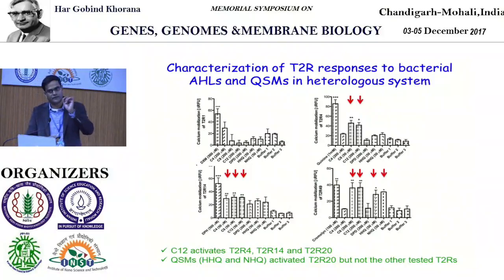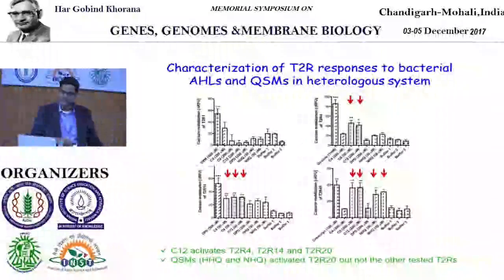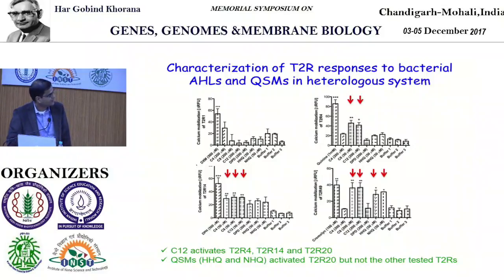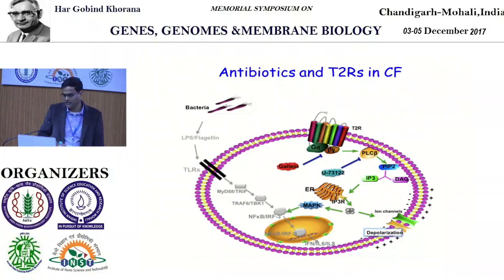And then we wanted to figure out which quorum sensing molecule is actually involved. So we looked at C4, C8, C12. C12 is one of the most common ones. So we looked at those with respect to each of the T2Rs in stable cells. And what we found is C12 activates 3 of the 4 we tested. And some of them don't, like T2R1 didn't get activated. So there is some diversity here, but the trend looks similar.